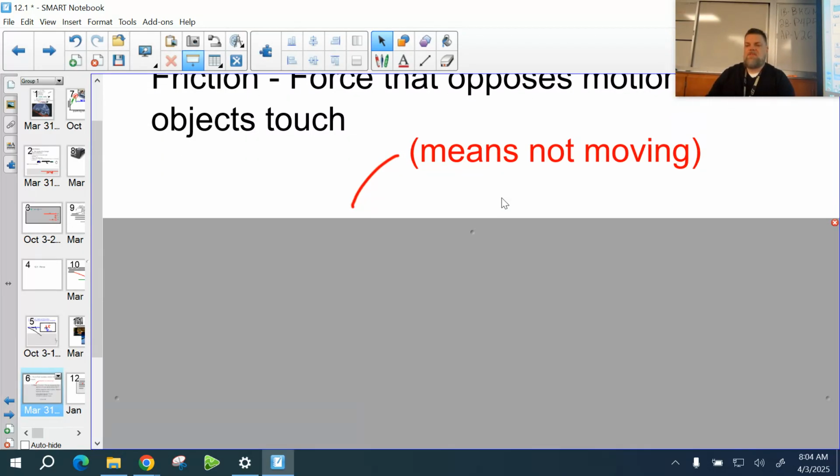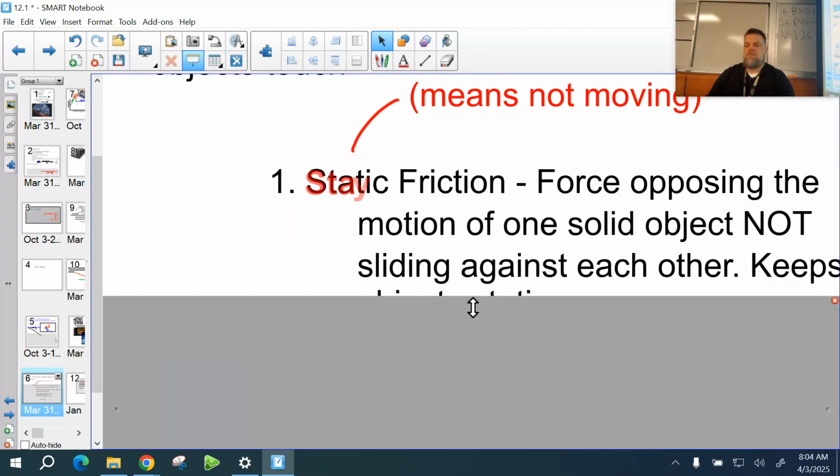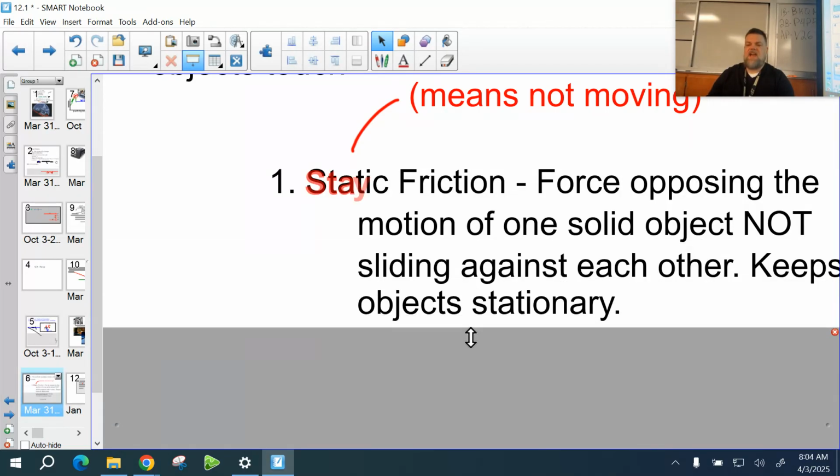So there's different types of friction. Static friction means the object is static. Static means stay. You can think of it as the word stay. But static means that it's not moving. So static friction, opposing motion of one solid object, not sliding against one another, stationary, right? Those all have the same root word.